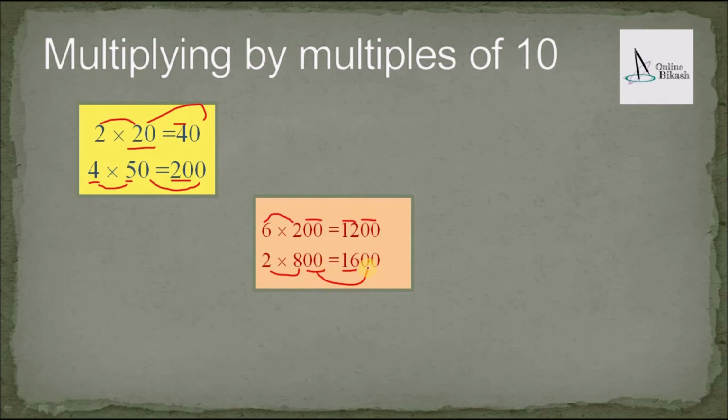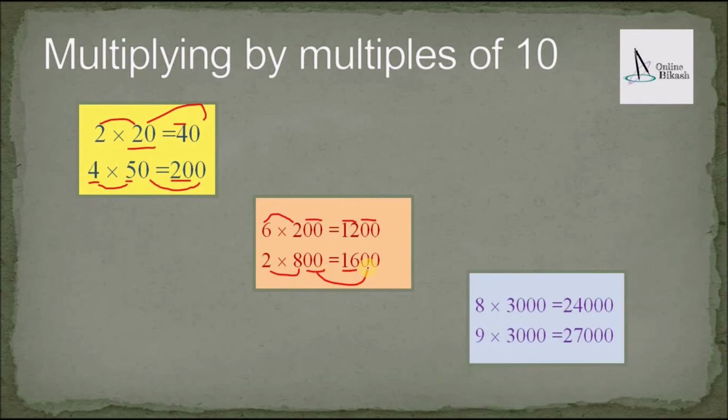Okay. So let us see one more. 8 into 3000. In here you see 8 and 3. If you multiply this 8 and 3, you will get 24. And after 24, you have to place these 3 zeros like this. Okay. Now 9 and 3. 9 times 3 is what? 27. Then you place these 3 zeros at the end. So this way we will get the product.